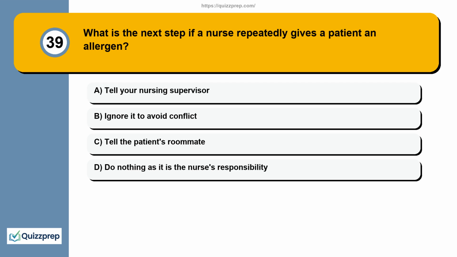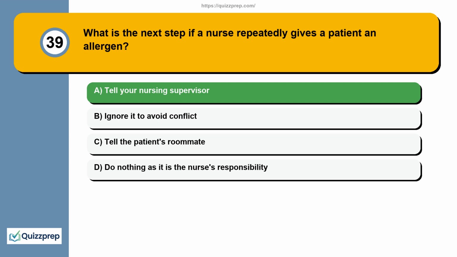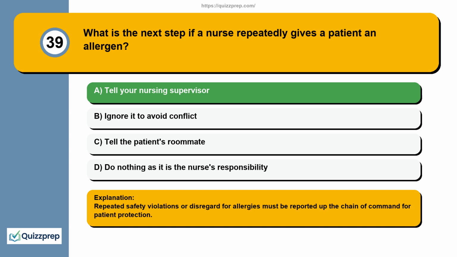Question 39. What is the next step if a nurse repeatedly gives a patient an allergen? Tell your nursing supervisor. Ignore it to avoid conflict. Tell the patient's roommate. Do nothing as it is the nurse's responsibility. Repeated safety violations or disregard for allergies must be reported up the chain of command for patient protection.